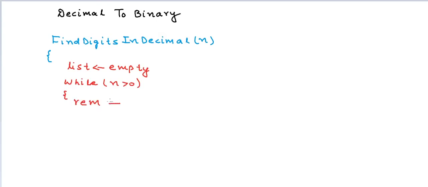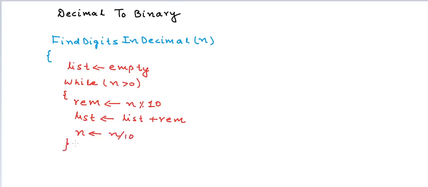perform a modulo by 10 and store the value in a variable called remainder. Now this remainder is actually the digit in the first go, the rightmost digit. Now add this digit to the list, so we'll say that list is now list plus remainder. Now we reduce n to n by 10, and if n is an integer, this will always give us the quotient.